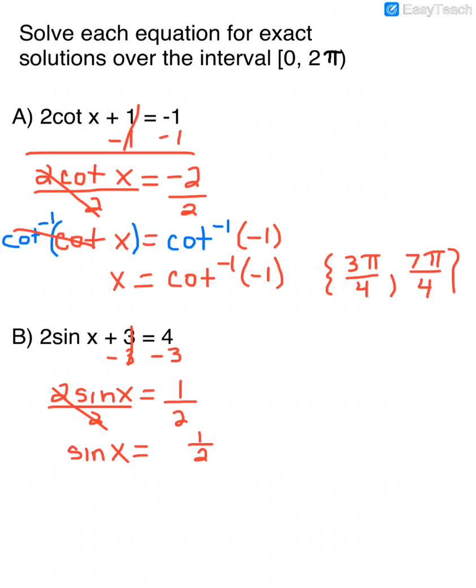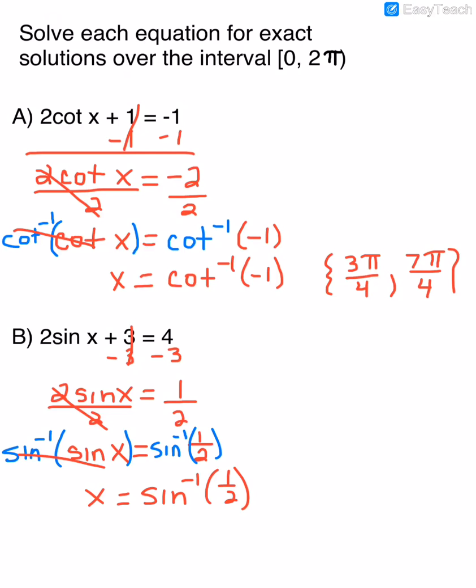Now to isolate x, I'm going to take sine inverse of both sides. And that gives me x is equal to sine inverse of 1/2. So the solution set, or the angles whose sine is 1/2, would be pi over 6 and 5 pi over 6.